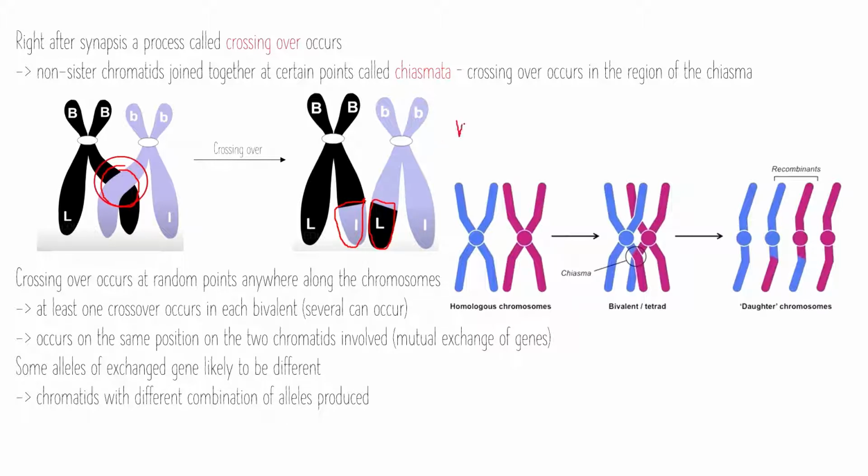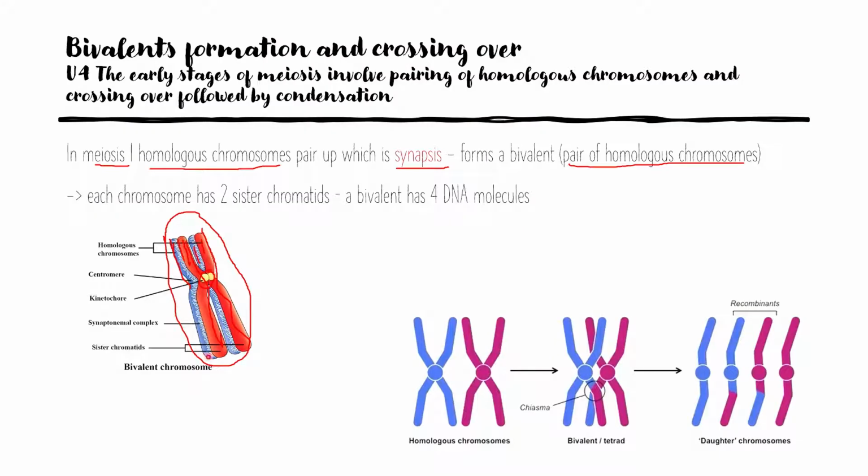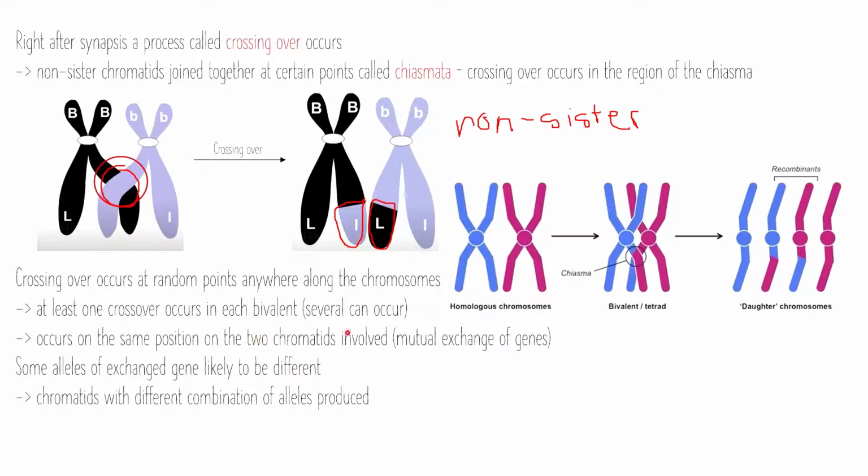It's important to know that this only occurs between the non-sister chromatids. So what do I mean by non-sister chromatids? It means chromatids that are not from the same chromosome. So crossing over occurs at random points, so it can occur anywhere along the chromosomes. And at least one crossover occurs in each bivalent. So if we go back to this bivalent right here, at least one crossover is going to happen. However, many crossovers can occur.